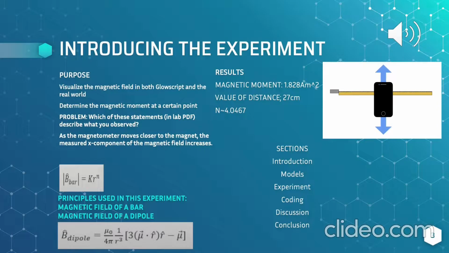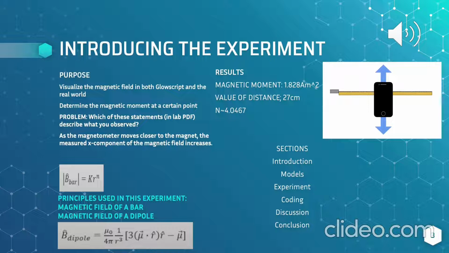The purpose of this experiment was to visualize the magnetic field in both GlowScript and the real world in order to determine the magnetic moment at a certain point. The problem given to us was which of these statements describe what we observe, and the one that I found to be the closest is: as the magnetometer moves closer to the magnet, the measured x component of the magnetic field increases. This is because distance is an underlying factor in both equations, and as you get closer to a magnetic field, its influence on you increases.